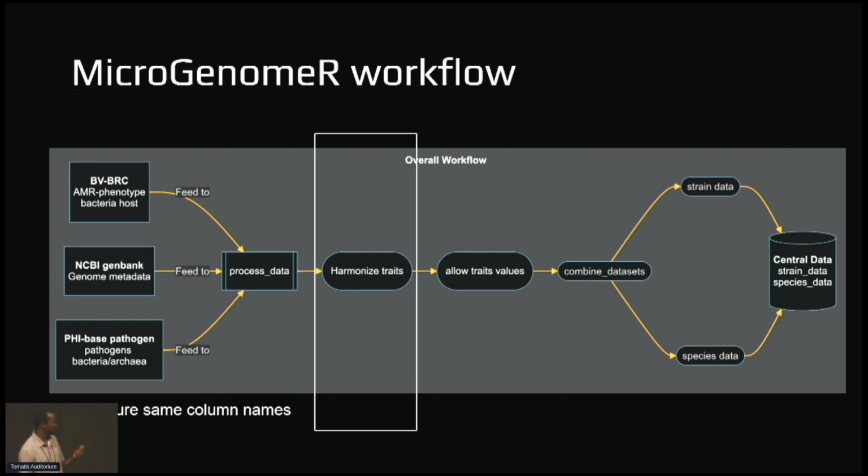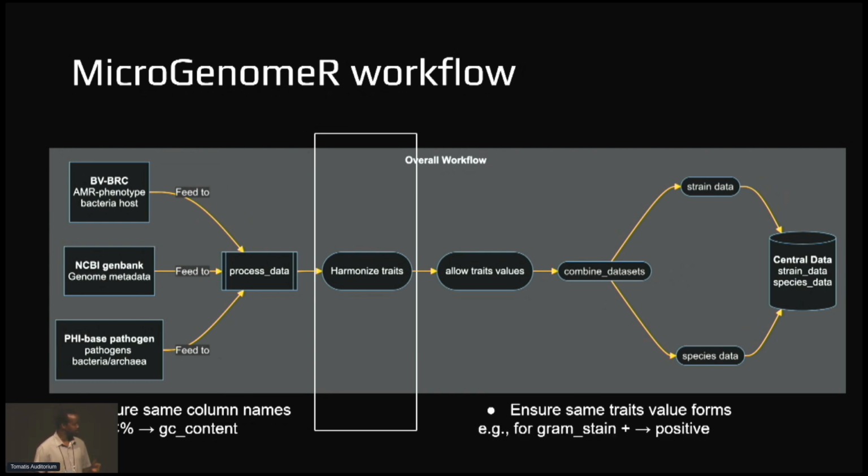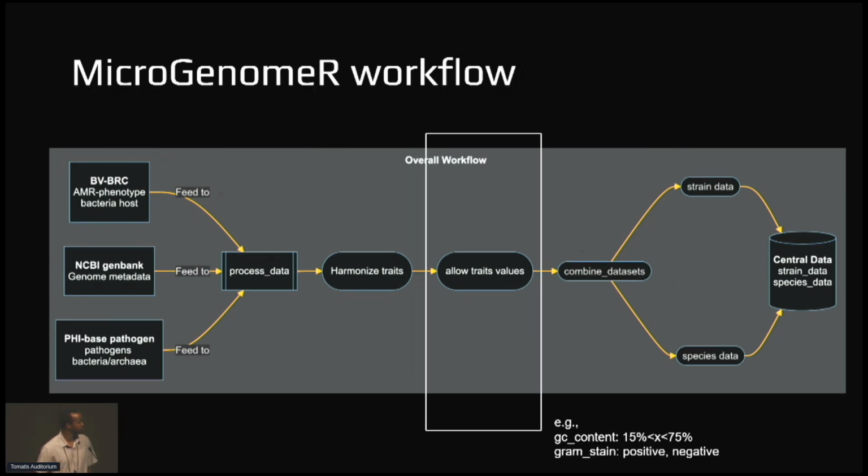Harmonizing means we ensure that they have the same column names. We also ensure that they have the same trait values and the same units for a particular data set. Then from that, we also make sure that things are in allowed ranges. For example, GC content, if in the literature it is between 15 and 75, we want to make sure that values are in that particular range.